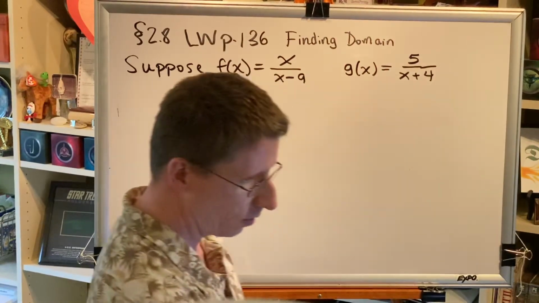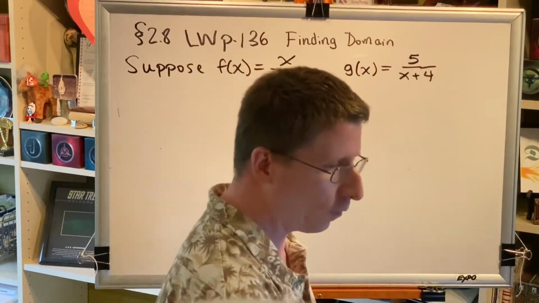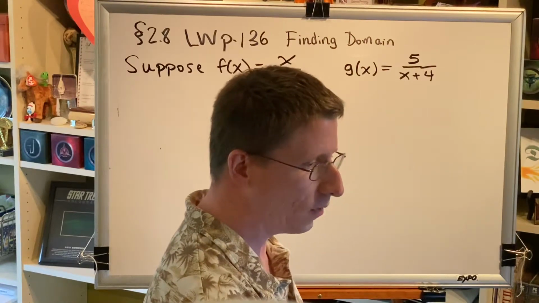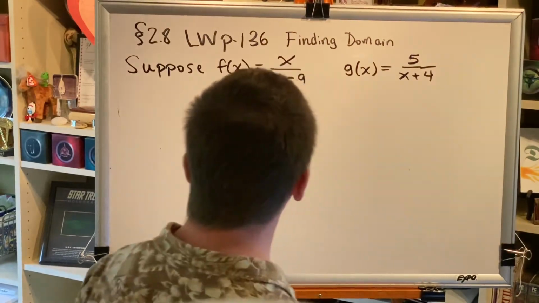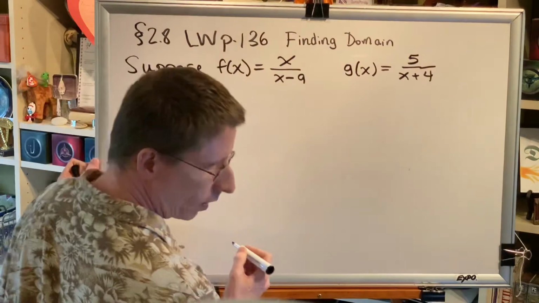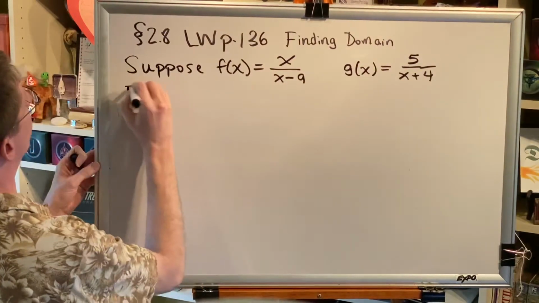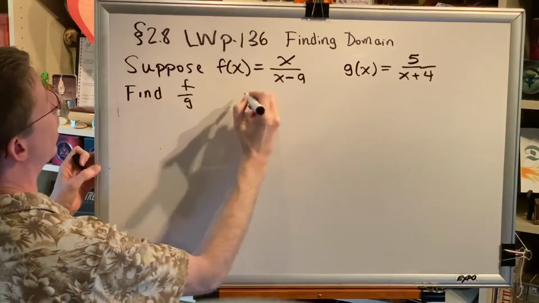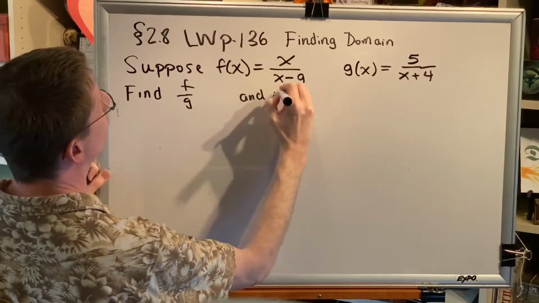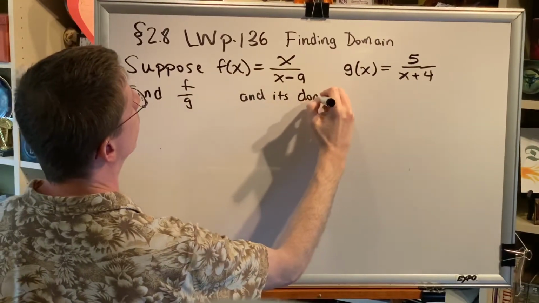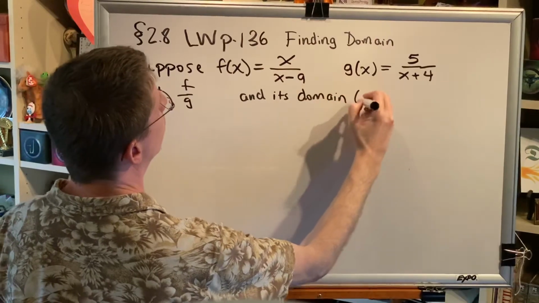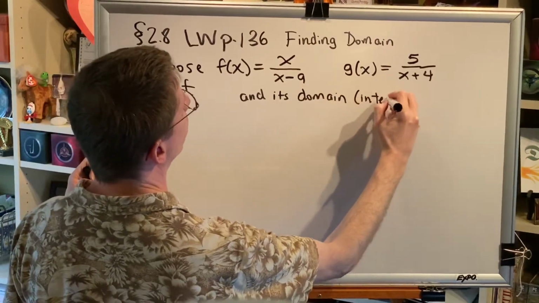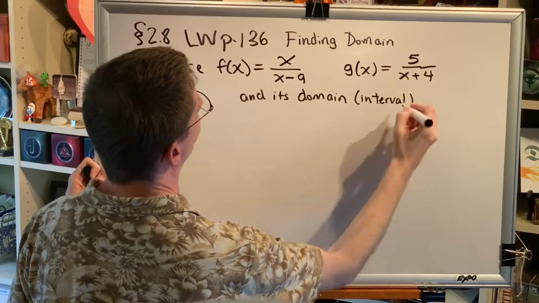Simplify your answers. Hint: the only way that a fraction can be equal to 0 is if its numerator is equal to 0. Okay, let's go ahead and solve this problem. Find f over g and its domain. And we want the domain as an interval or a union of intervals.